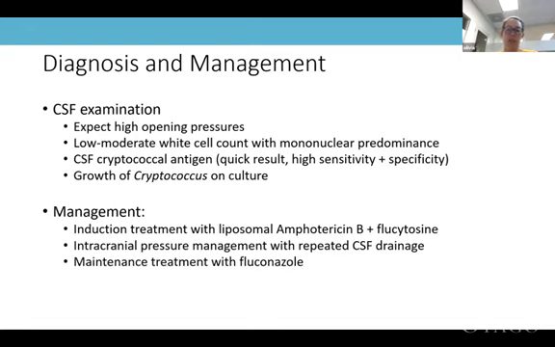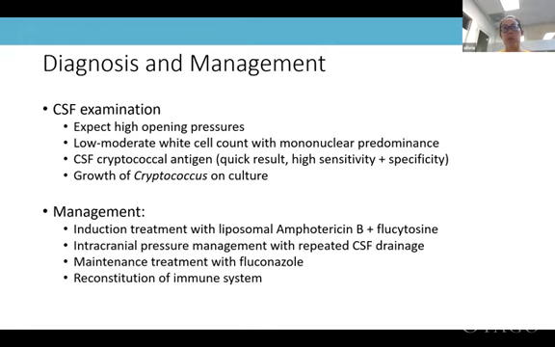And then after they've had their induction treatment and things are improving, they can be put on maintenance treatment with fluconazole. It's a yeast, so generally fluconazole is going to work against it. But when they're really unwell and sick, they do better if they get the Ambisome upfront. And then what you're really waiting for, until you can stop being worried that they're going to have relapses, is a reconstitution of their immune system.